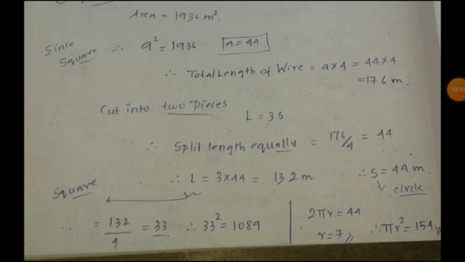Okay, now you can see the answer solved by me on the screen. First of all, the given area is 1936 meter square. This is a square's area, and we know the area of a square formula is a square. From this we can find one side length, that is 44. Therefore, the total length of the wire will be, because a square has four sides, a into 4, we will get 176 meter, which is the total length of the wire.